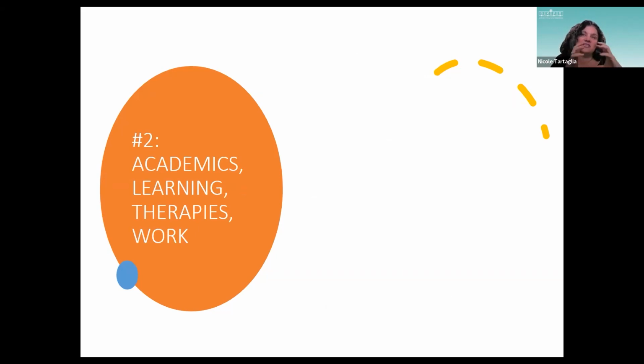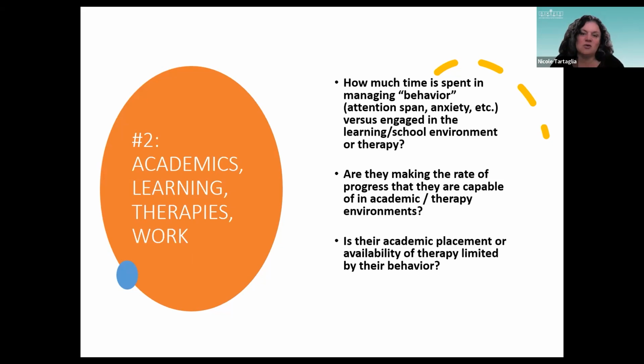Okay, number 2, academics, learning, therapies, work. So if the behavior is interfering with learning and academics, accessing therapies that they're already in, speech therapy, occupational therapy, being able to be productive at work. So thinking about, if someone is having attentional problems, how much time are the teachers or the therapists spending managing that attention, reining in the kid to pay attention, compared to the amount of time that they're actually learning or benefiting from therapies, right?